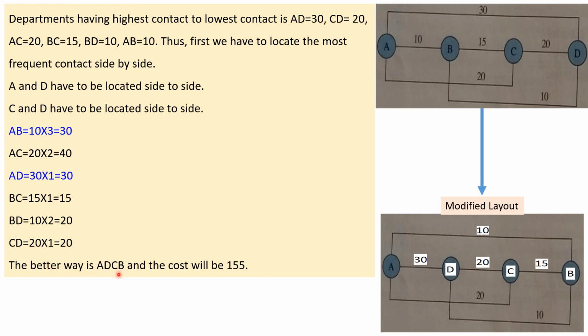The better way is ADCB, because the cost is 155, which is lower than the existing layout. The existing layout costs 195, but this one costs 155. So the modified layout is better in terms of the frequency of contact. And as I said before, based on other considerations, an operation manager can even change the modified layout.